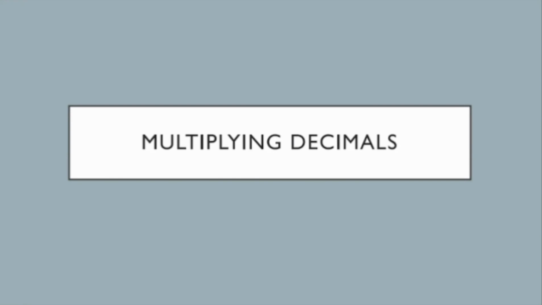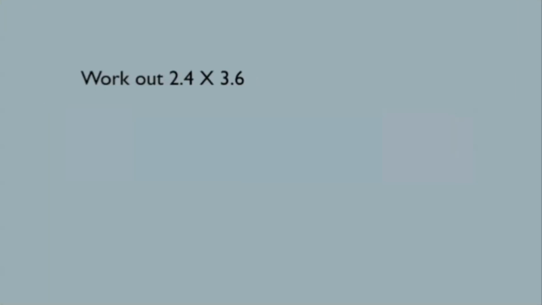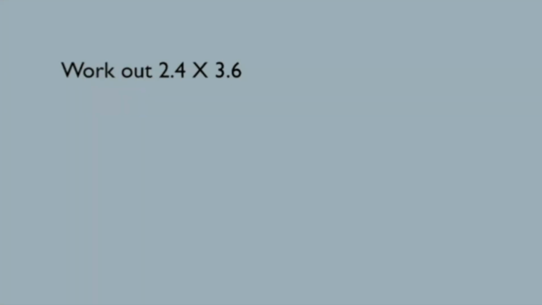Hi, in this lesson, I'm going to teach you how to multiply decimals. Without further ado, we'll take the first sum, 2.4 by 3.6. The very first step when multiplying 2.4 by 3.6 is to forget the decimal sign and write the numbers as usual. So I'm going to write my numbers here, 24 by 36.